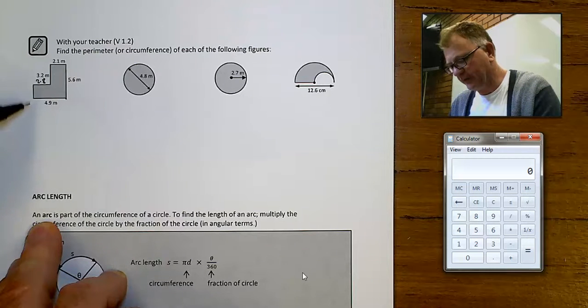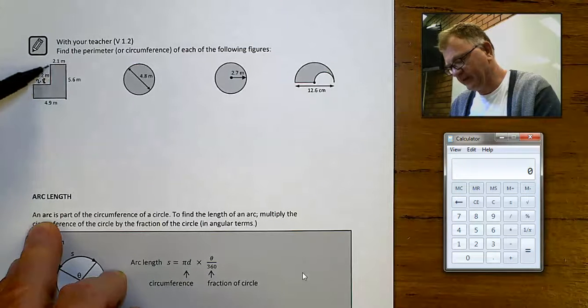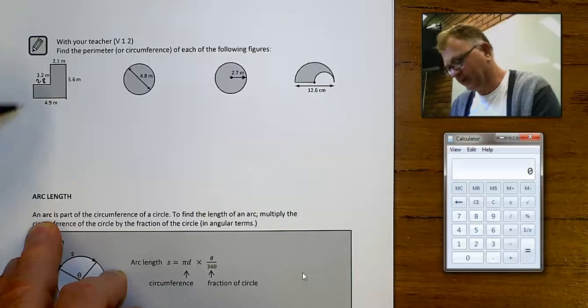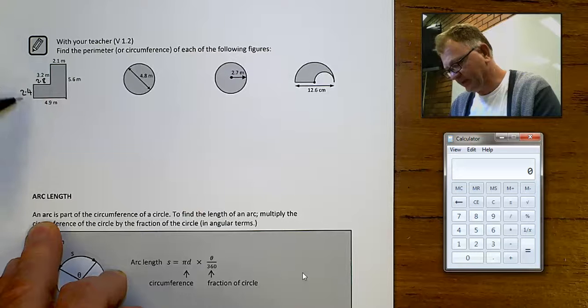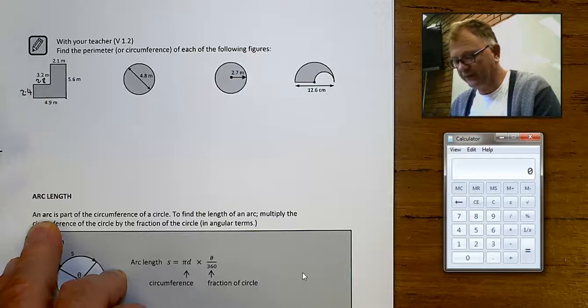And we need to know this one here as well. Now it's 5.6 here, 3.2 back here. Now this and this together have to make up that 5.6. So I guess it's going to be 2.4 is going to be the distance down here. 2.4 plus 3.2 equals that 5.6.